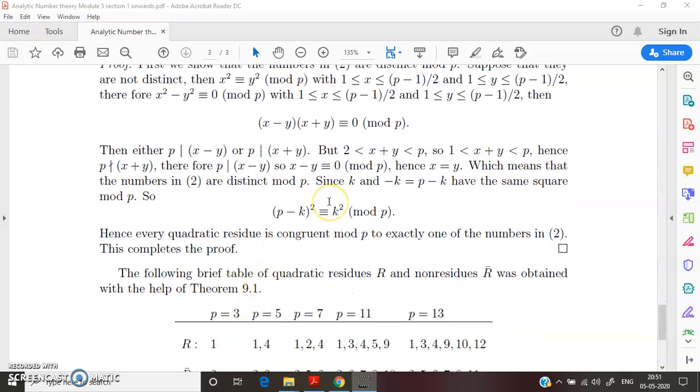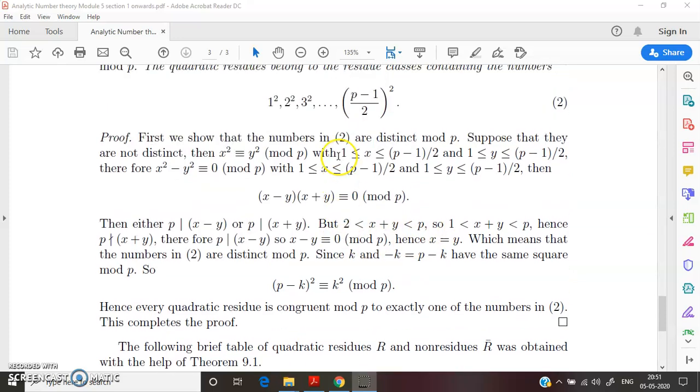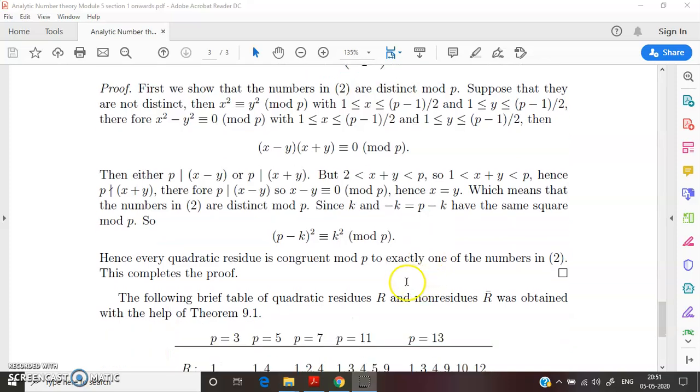I hope you have understood. There is one correction here: the upper bound for x + y is p − 1, not p. Anyhow, this is also correct, but as we add these two it will be p − 1, so that you have to record. Hope you understood this concept.